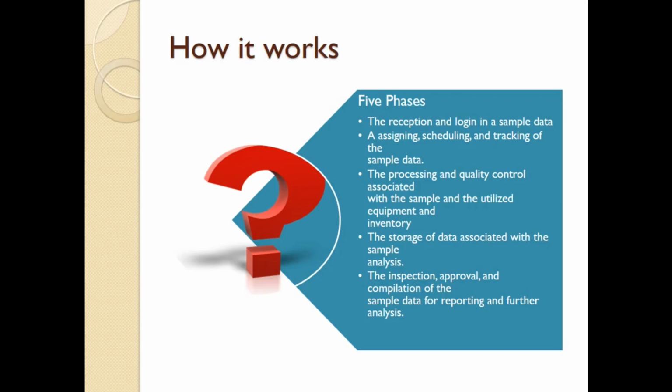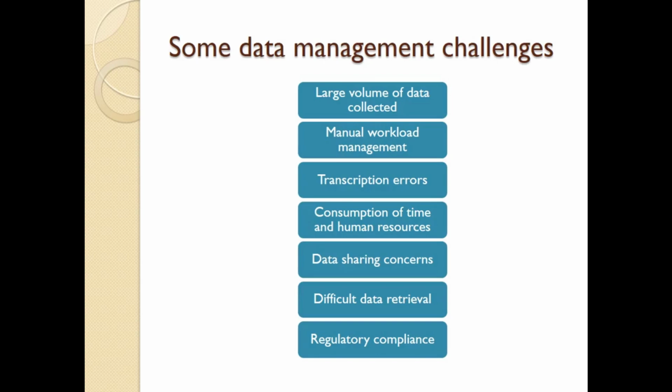So digging a little bit deeper into LIMS, we could ask how it works, and in very simple terms there's 5 steps or 5 phases involved. The first being the reception and login of sample data, assigning, scheduling and tracking of the sample data, followed by the processing and quality control associated with the sample and the utilised equipment and inventory to support the testing of the sample, the storage of data associated with the sample analysis, and finally the inspection, approval and compilation of the sample data for reporting and further analysis.